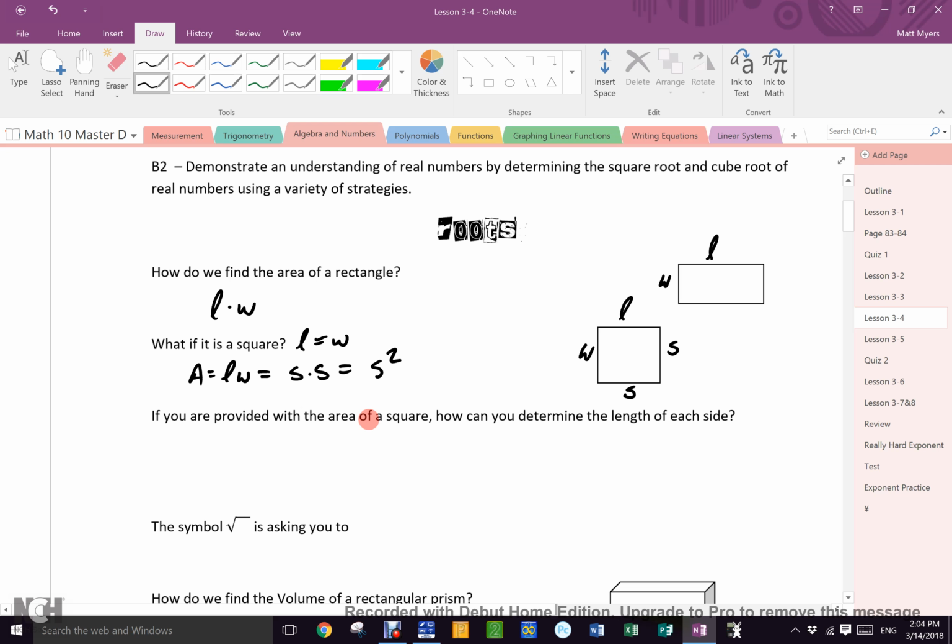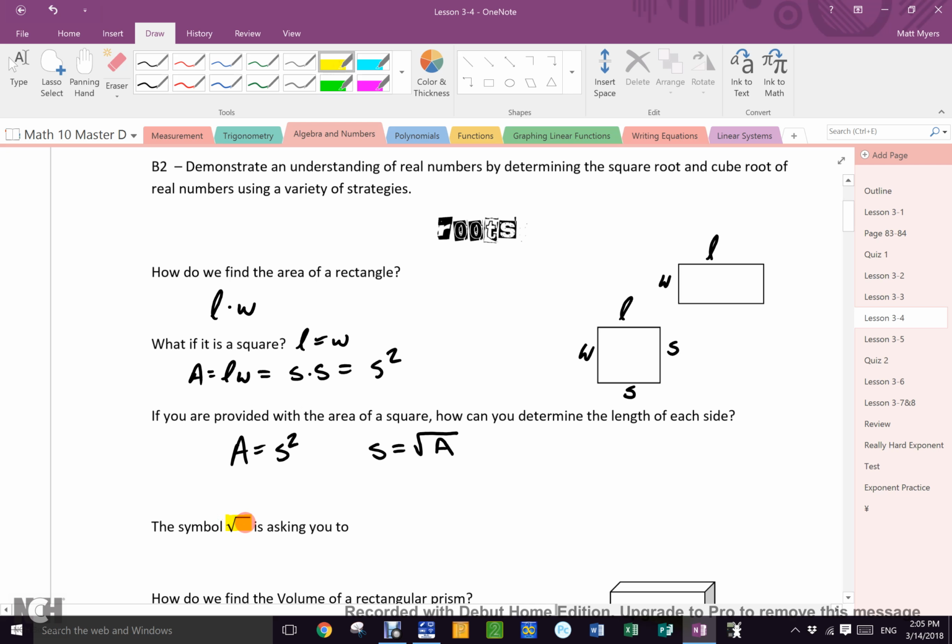So, if you are given the area of a square, how can you determine the length of the side? Well, you guys are smart people. If the area equals S squared, then S must equal what? The square root of the area. That is where we get the term square root from. That's why we say square root.